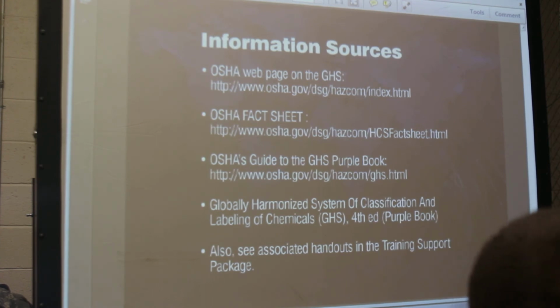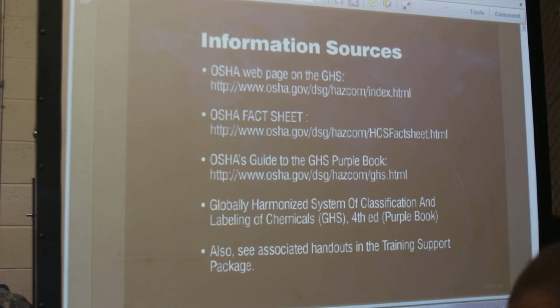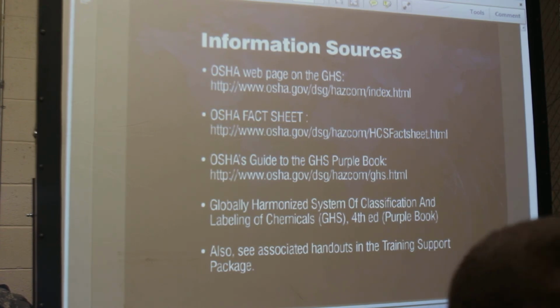Information sources. OSHA webpage on the GHS. OSHA fact sheet, website. OSHA's guidance to GHS Purple Book, website. Globally Harmonized System of Classification and Labeling of Chemicals, GHS 4th Edition Purple Book. Also, see associated handouts in the training support package. Next slide. That's it.